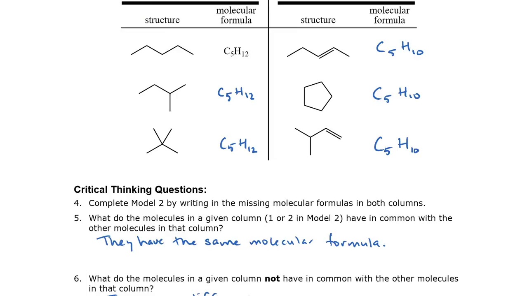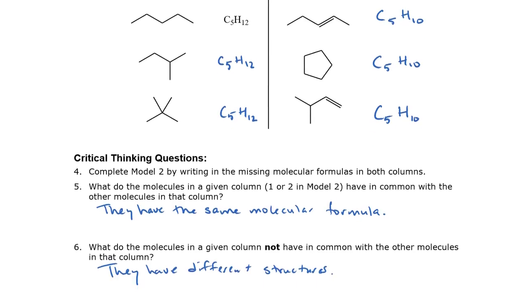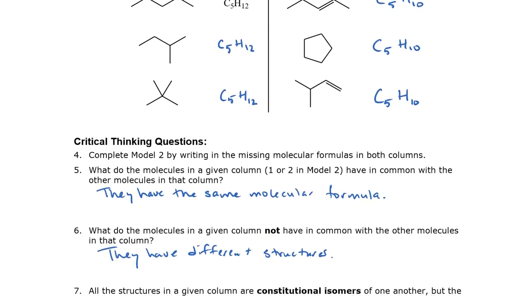Now you could say other things. You could say they're branched differently. That would take care of this column. I think that applies to this column as well. You could say they have different connections. The atoms are connected differently. There are different ways of saying that, but the simplest is just using the title of the column. They have different structures.